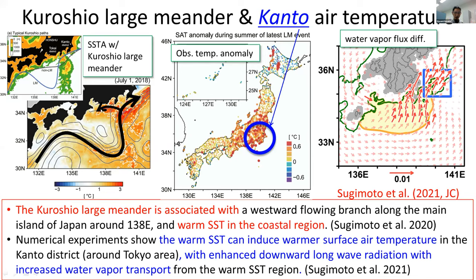Sugimoto et al. 2021 showed with their numerical experiments that the warm SST can induce warmer surface air temperature in the Kanto district around the Tokyo area, the central part of Japan, with enhanced downward longwave radiation with increased water vapor transport from the warm SST region to that area with the southerly wind in summertime.